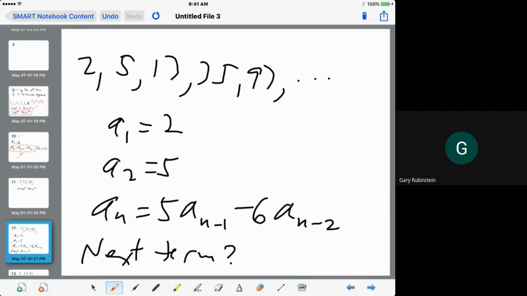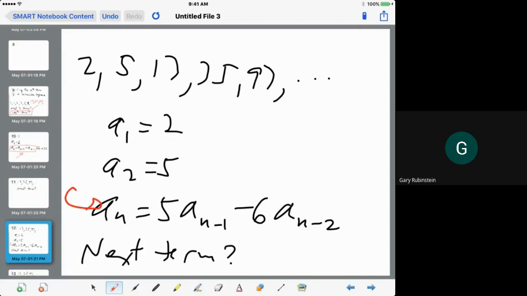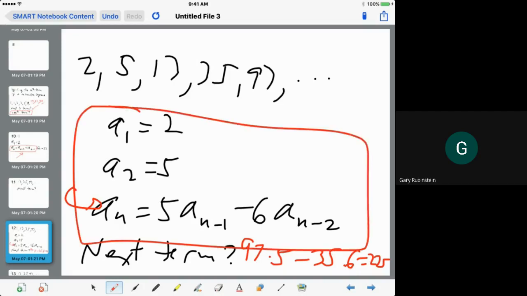Now, good news for you, you're not going to have to figure out what the rule is. You'll actually be told what the rule is. You'll have to do something even more difficult than that: take that rule and turn it into a way of finding a specific term, like the 100th term or something like that. But with this, you can find at least the next term by doing 97 times 5 minus 35 times 6. And you do get 275. Again, good news, you do not have to figure these out. Those will be given to you.